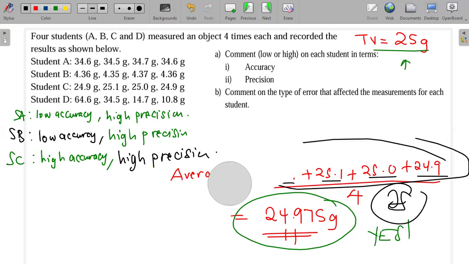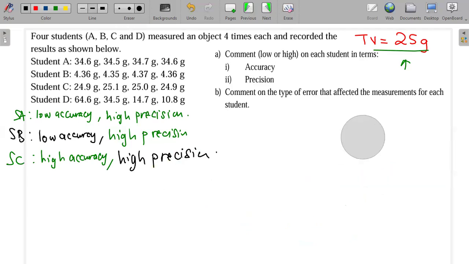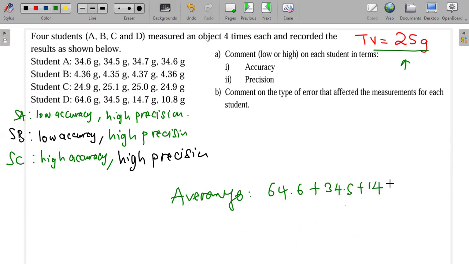What about student D? Let's find the average to compare to the true value so that we know if they're accurate or not. Here I have 64.6 plus 34.5 plus 14.7 plus 10.8. So I divide by 4. What would be the average?